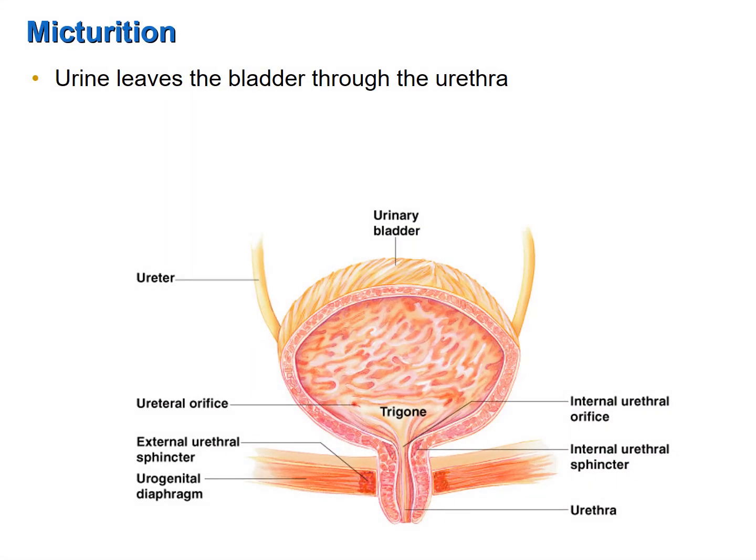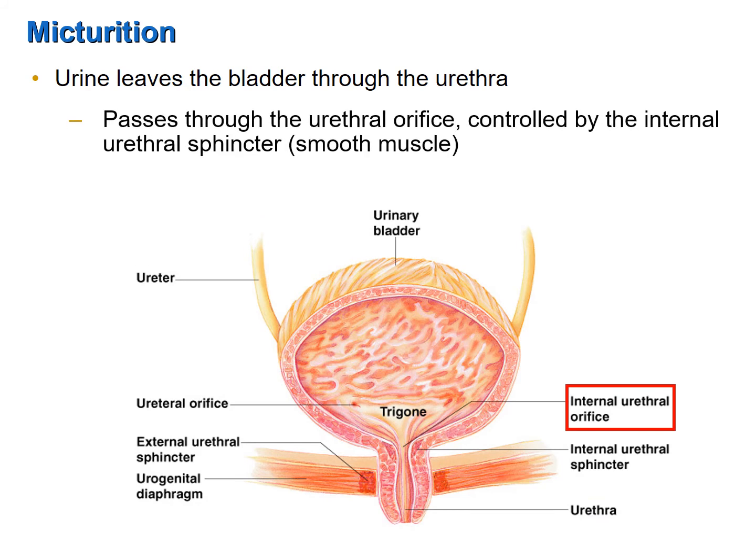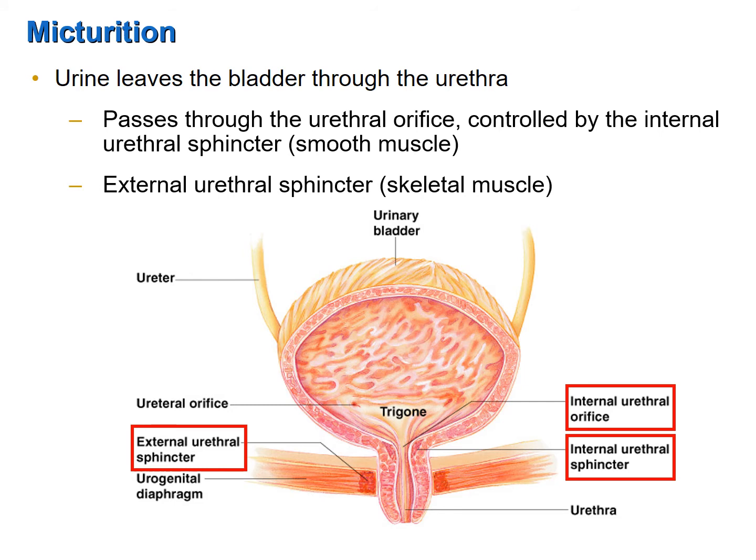During micturition, urine leaves the bladder through a slender muscular tube called the urethra. The opening from the bladder into the urethra is called the internal urethral orifice, and it's controlled by a smooth muscle called the internal urethral sphincter. Once urine enters the urethra, it can only pass out of the urethra and out of the body if the external urethral sphincter, which is composed of skeletal muscle, relaxes and allows the urine to pass through.